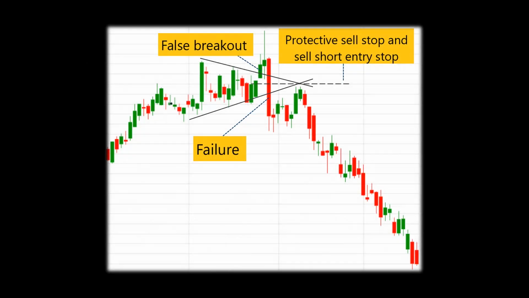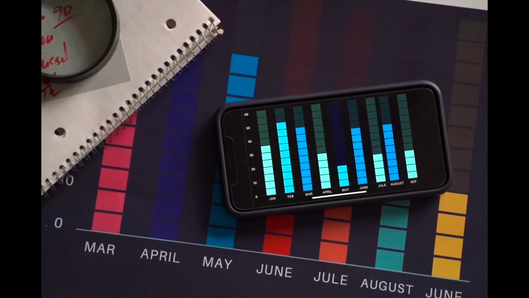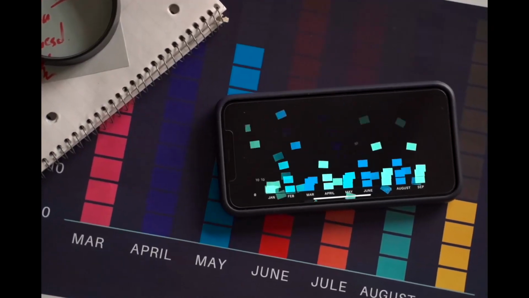As you can see in this picture, when a false breakout occurs and the price moves against the entry, falling back below the breakout level, the stop order is triggered. This results in the position closing with a small loss instead of risking potentially larger losses.